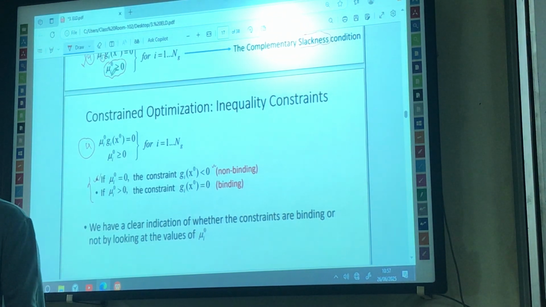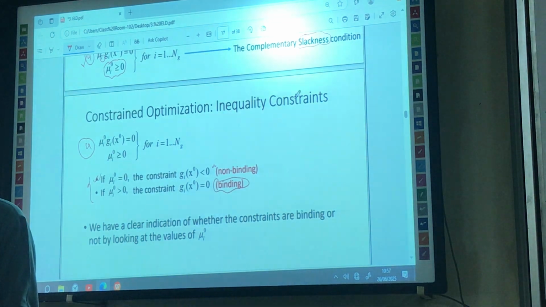Because mu_i can take either 0 value or a positive value. Similarly, g(x) can take the equal sign or the less than sign, right? So whenever mu_i is 0, g(x) will be less than 0, and whenever mu_i is greater than 0, g(x) will be 0. And g(x) being 0 means this is the binding condition, meaning we are at the boundary.